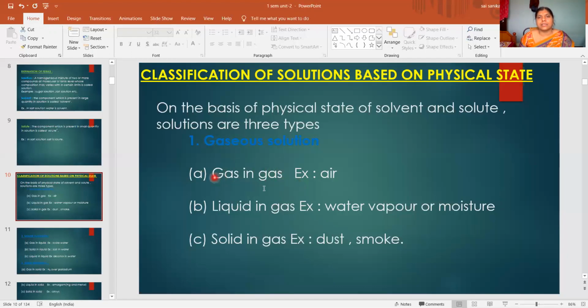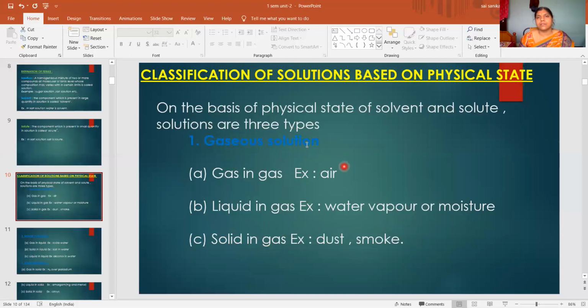Example for gas in gas: air. Air is a mixture of gases. All gases are present in air. The next one is liquid in gas. Here liquid is the solute and gas is the solvent. Example: water vapor or moisture. The next, solid in gas. Solid is the solute and gas is the solvent. Example: dust or smoke. So these are the gaseous solutions. So what are the gaseous solutions?